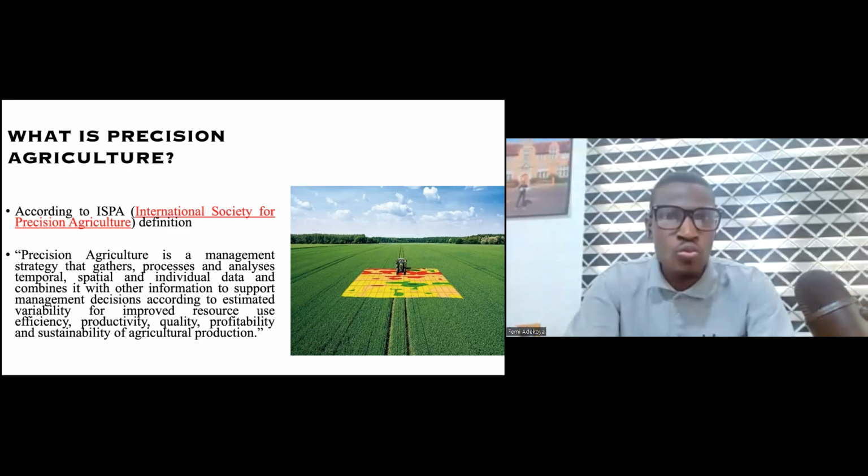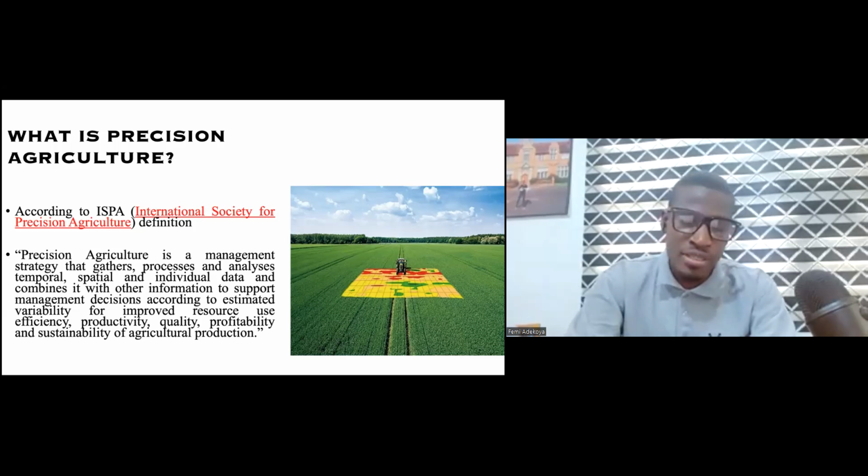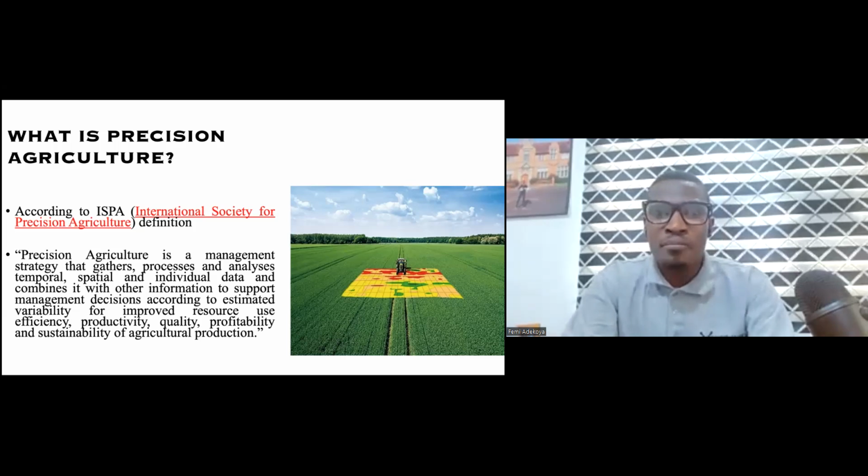You also want to collect data about your plant population. There are a lot of data points, a lot of data sources. And how can we collect this data? This is where we begin to talk about technology.